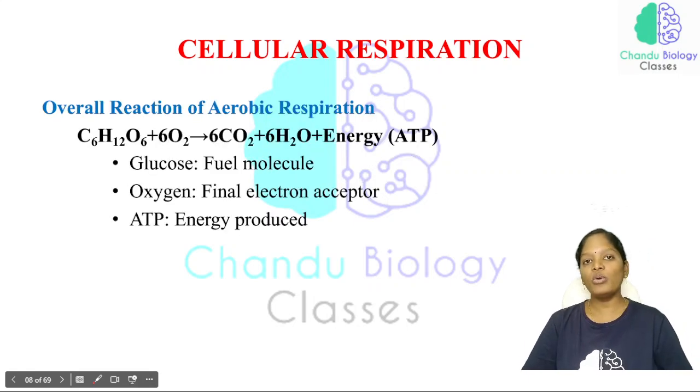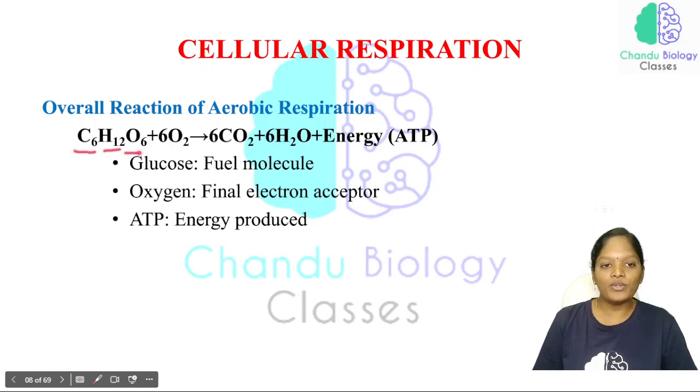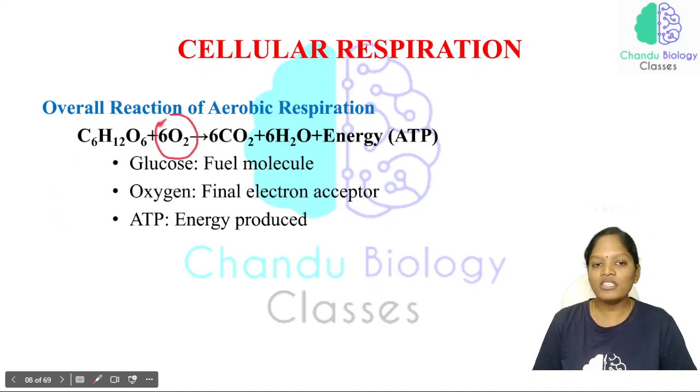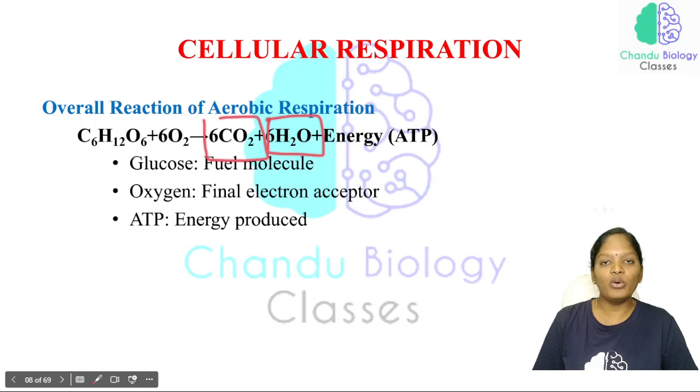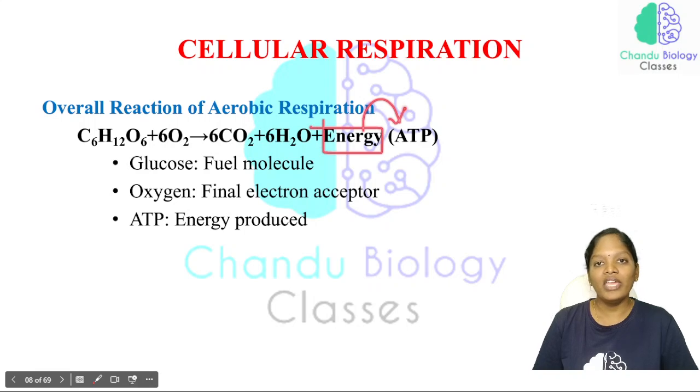Now, what is the overall reaction of cellular respiration? See here, C6H12O6 is glucose. Glucose combines with oxygen. How many molecules of oxygen? Six molecules of oxygen. One molecule of glucose with six molecules of oxygen together form 6 carbon dioxide and 6 water molecules. Both are the end products or byproducts, along with the release of energy in the form of ATP. So glucose here is a fuel molecule, and oxygen is the final electron acceptor. This can be expected in our exam.